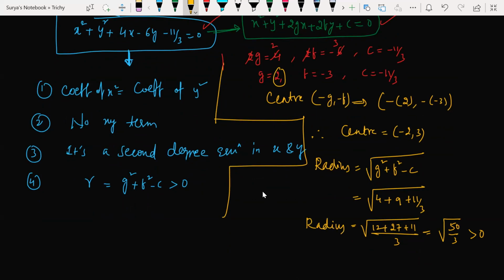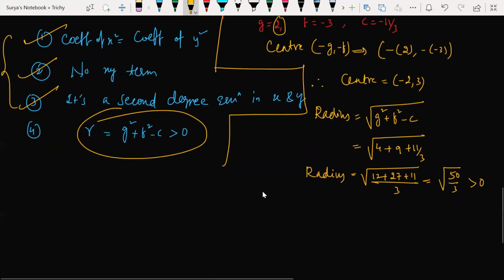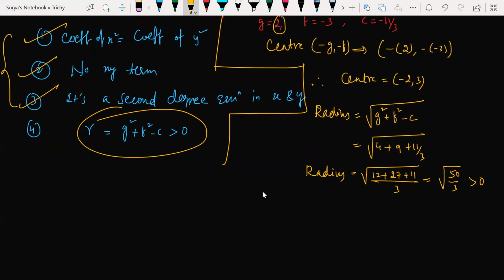All right, beta, see here, what was the condition? This condition was satisfying, this is also satisfying. Now we were working upon the fourth condition. The first three conditions will be very easily satisfied, but the fourth condition is that the radius should be greater than 0 to say that the given equation is representing a circle. The above three conditions are easily satisfied here.